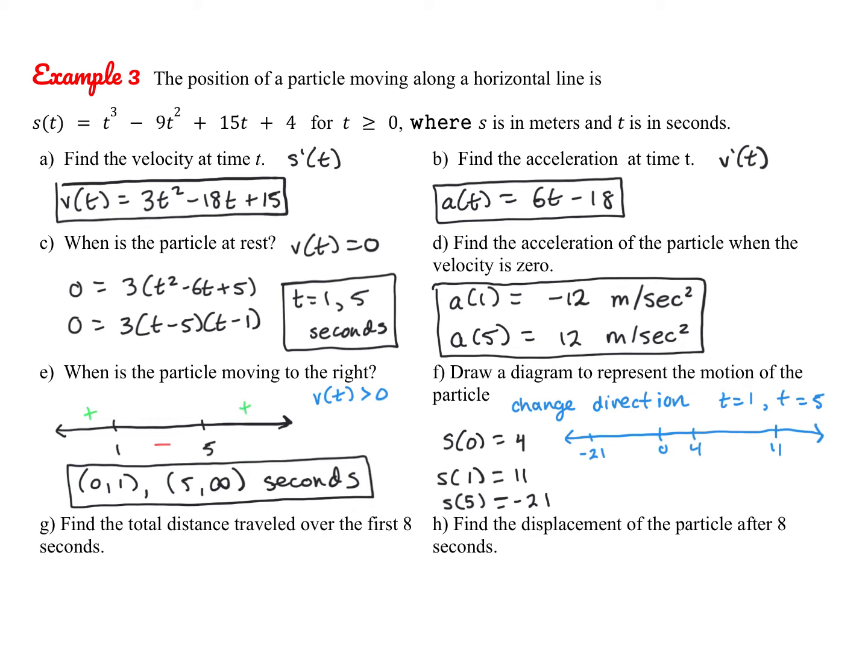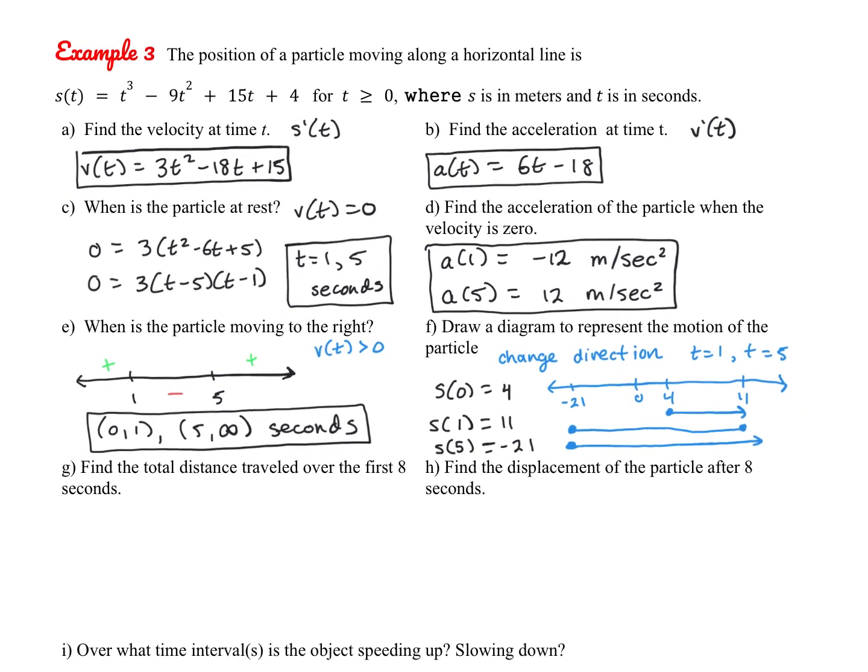So here's our starting point, at 4, and our particle does this. It turns around, and then our particle goes to the left, and then it turns around again, and then it goes to the right infinitely from there, and it will keep on going to the right.